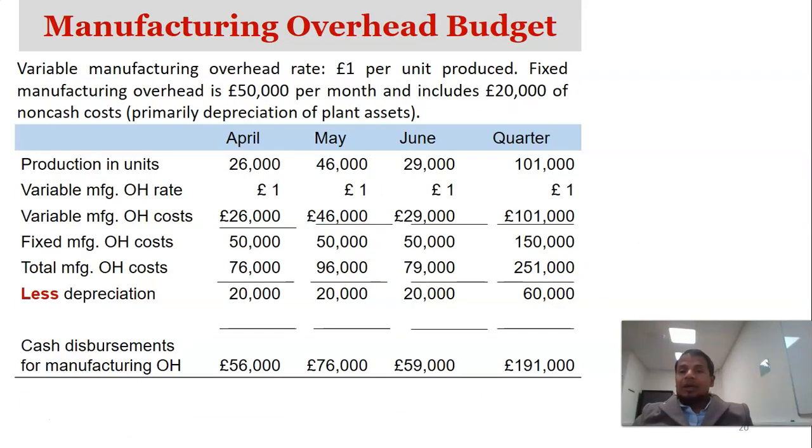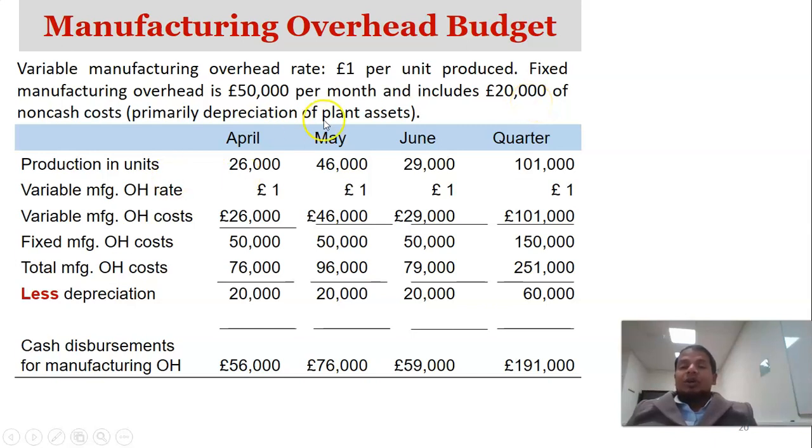All right, and the manufacturing overhead budget. The condition given here is a variable manufacturing overhead rate of 1 per unit, and obviously it depends on the number of units you produced. Fixed manufacturing overhead is 50,000 per month, and it includes 20,000 of non-cash cost, that is depreciation of the plant. For depreciation, we do not need to pay anything. This is a cost, but not a cash expense.